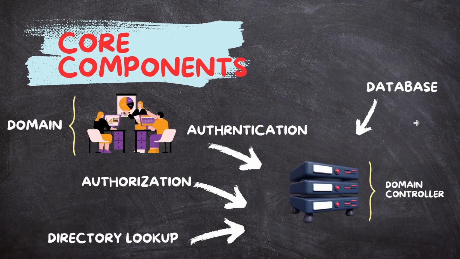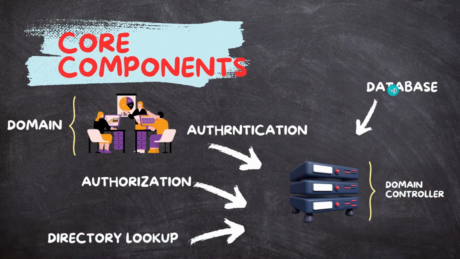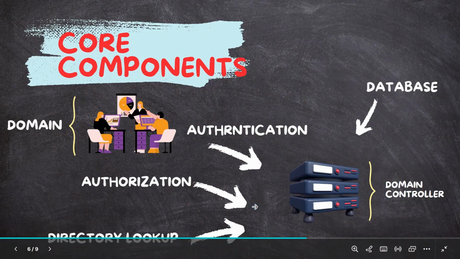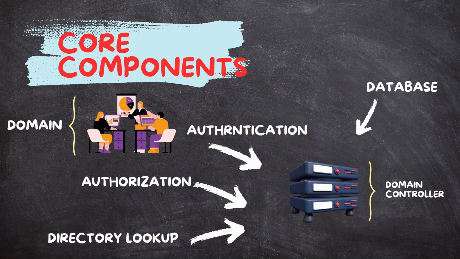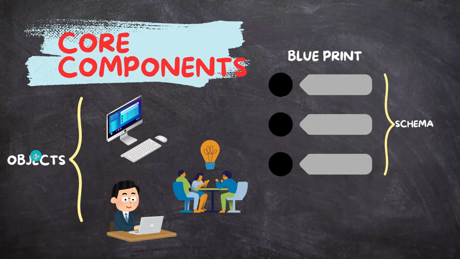With that said, let's look at the components of an Active Directory. An Active Directory has a domain. A domain is basically like a logical group of network objects. An Active Directory has a domain controller. A domain controller is just a server which stores the database for the Active Directory. It also performs authorization to resources stored in that database. And if a user wishes to perform a directory lookup, it is the domain controller which does the directory lookup for the user.